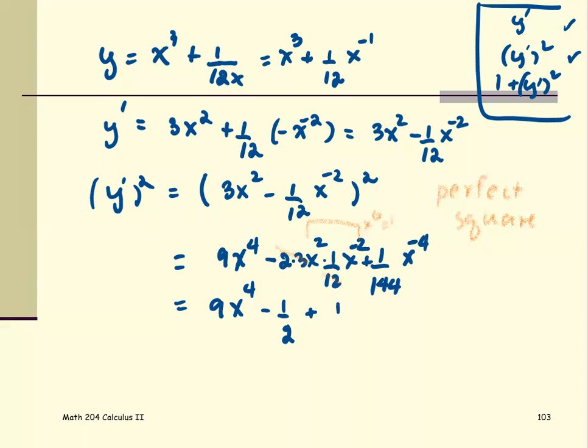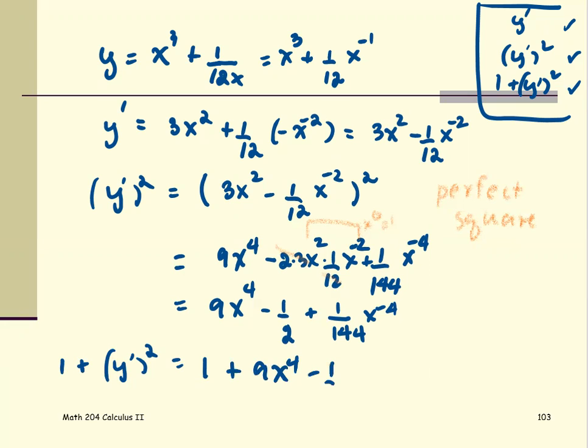And added by the last term, which is 1 over 144 multiplied by x to the negative 4th. So this is y prime squared. And next I'm going to work on 1 plus y prime squared that I just got. So 1 plus y prime squared, which is 1 plus 9x to the 4th minus 1 over 2 plus 1 over 144 x to the negative 4th.